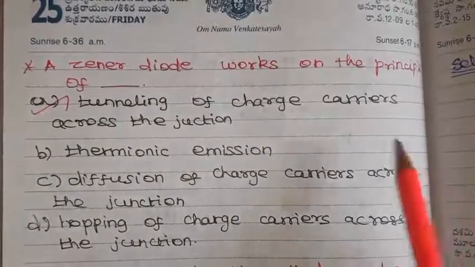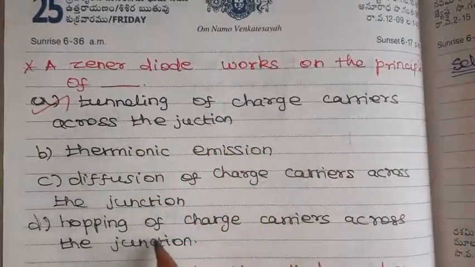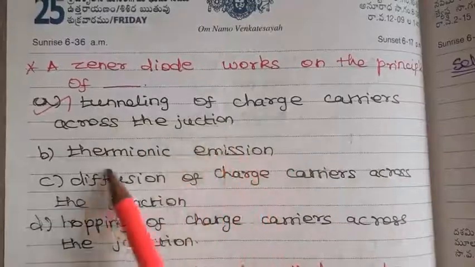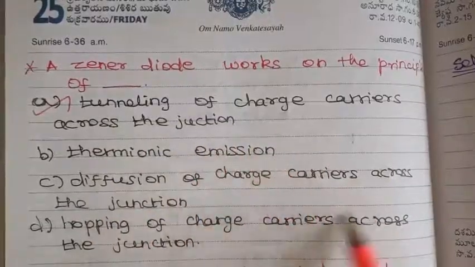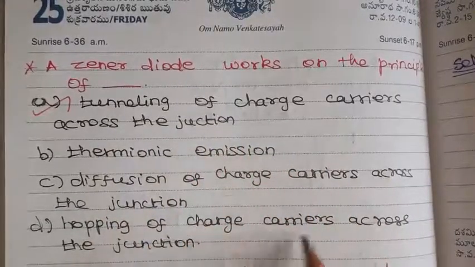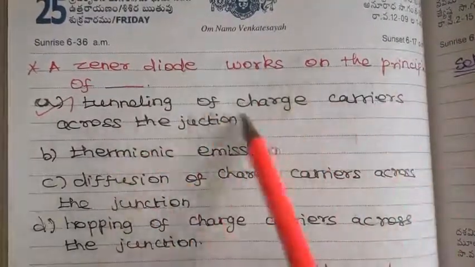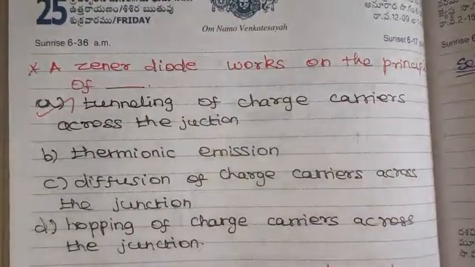A Zener diode works on the principle of, four different options are given: tunneling of charge carriers across the junction, thermionic emission, diffusion of charge carriers across the junction, hopping of charge carriers across the junction. A Zener diode works on the principle of tunneling of charge carriers across the junction. Option A is the right option.